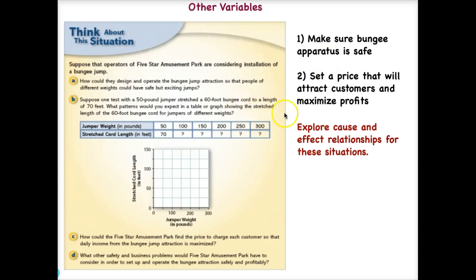And then B, suppose one test with a 50-pound jumper stretched a 60-foot bungee cord to a length of 70 feet. What patterns would you expect in a table or graph showing the stretched length of the 60-foot bungee cord for jumpers of different weights? So in other words, here we have a jumper weight of 50 pounds and the cord stretched 70 feet. What if we had a jumper who weighed 100 pounds? What can we expect the cord length to be after it's stretched? And so on and so forth.